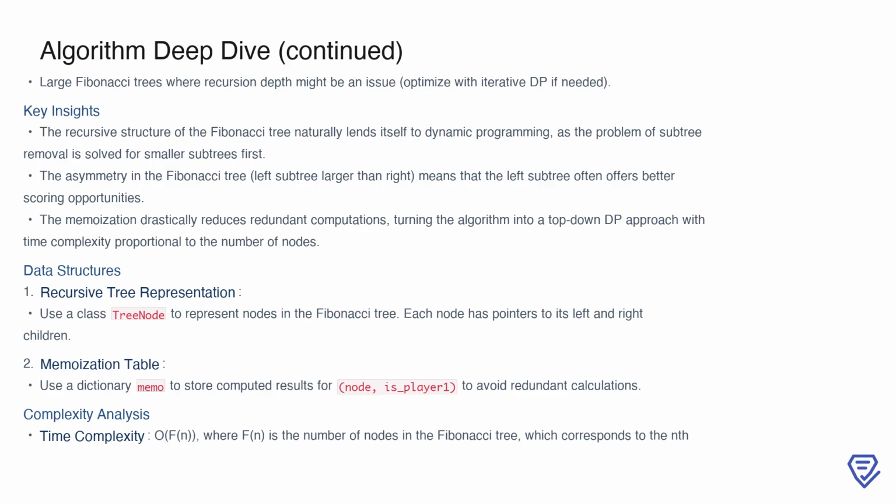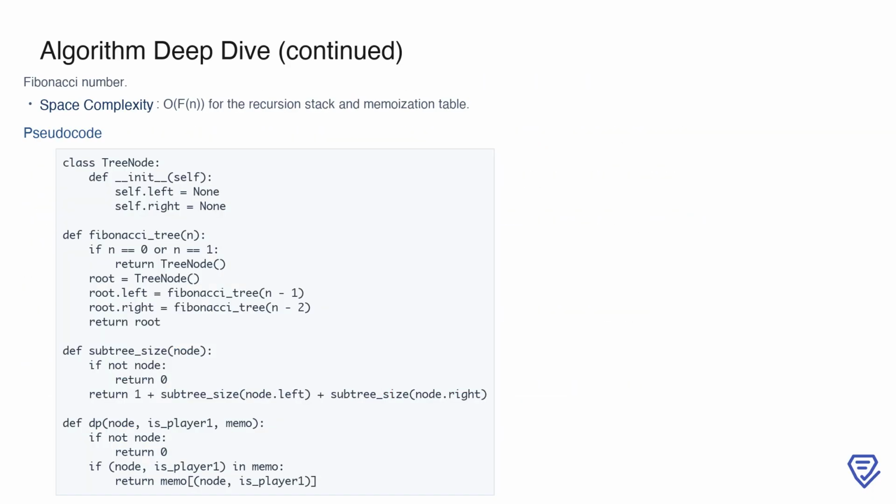right children. Additionally, a dictionary serves as the memoization table to store results for each (node, is_player1) pair, avoiding redundant computations. The algorithm's time complexity is proportional to the total number of nodes in the Fibonacci tree, which grows as the nth Fibonacci number, Fn. The space complexity mainly comes from the recursion stack and the memoization table, both of which also scale with the number of nodes. To implement the solution, we start by defining the Fibonacci tree structure using a recursive function.